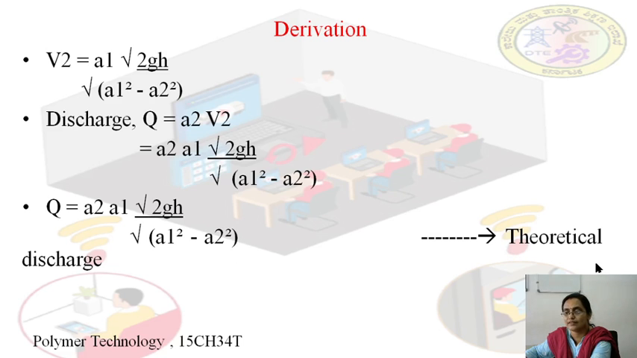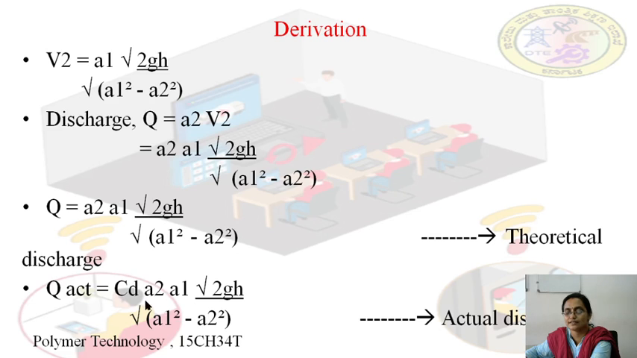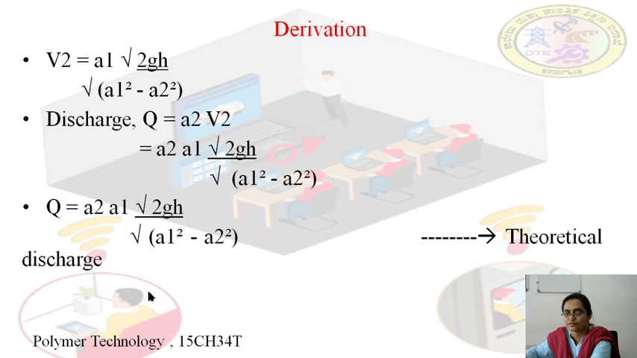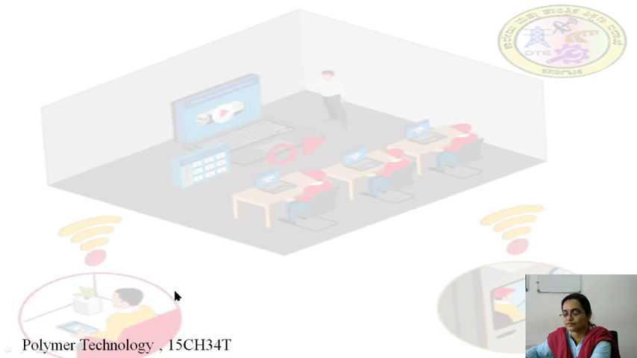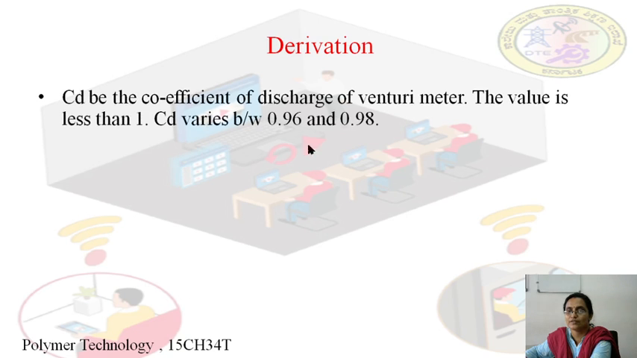This is the theoretical value, but the actual discharge will be less. Then the coefficient of discharge CD comes into play. This is the theoretical discharge. For the actual discharge, we multiply the theoretical discharge by CD, the coefficient of discharge. Next, CD is the coefficient of discharge of the venturimeter. The value is less than 1, and CD varies between 0.96 and 0.98.